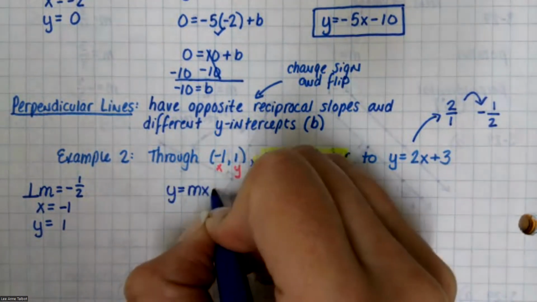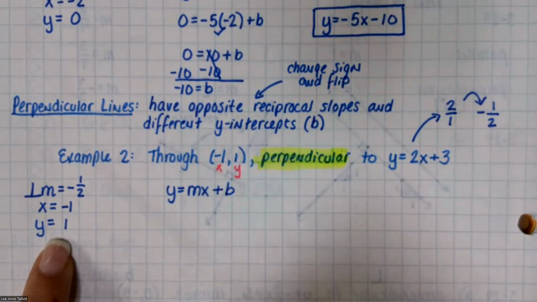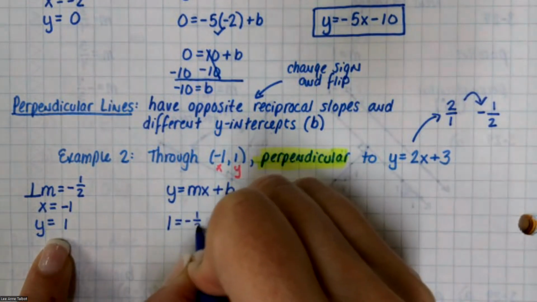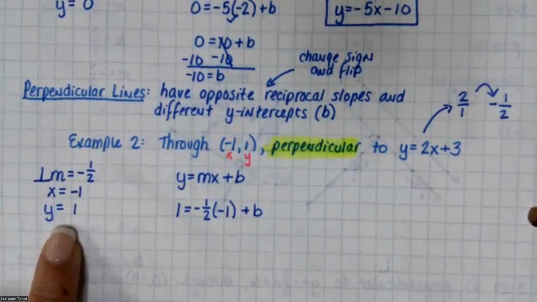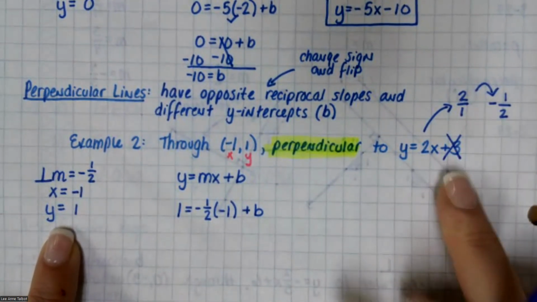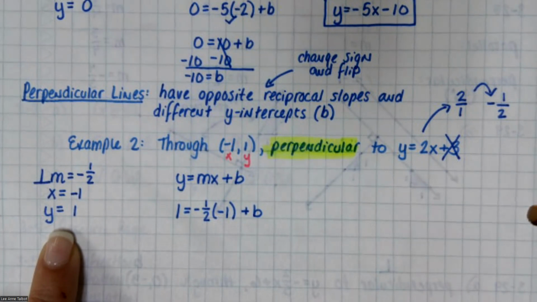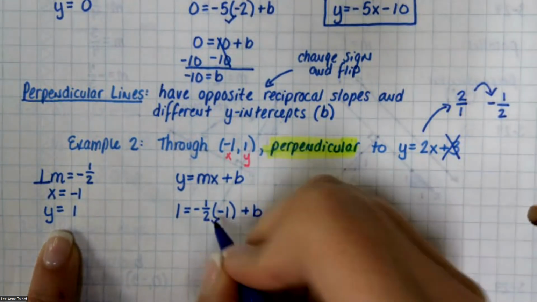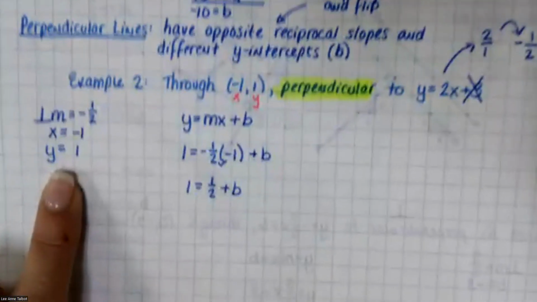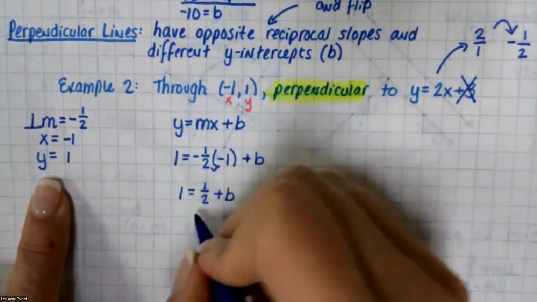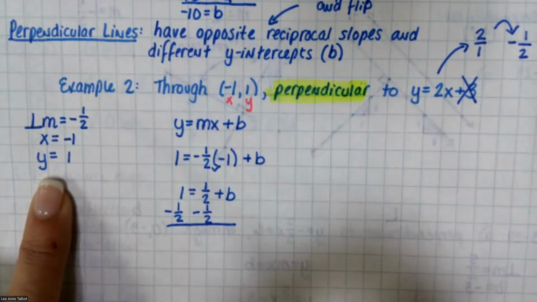y equals mx plus b. 1 equals -1/2 times -1 plus b. If you want to, you can cross that out if it is going to get in the way of the rest of your problem, so you don't think that that's b. 1 equals +1/2 plus b. Subtract 1/2 from both sides. Do you guys know what 1 minus 1/2 is? 1/2.